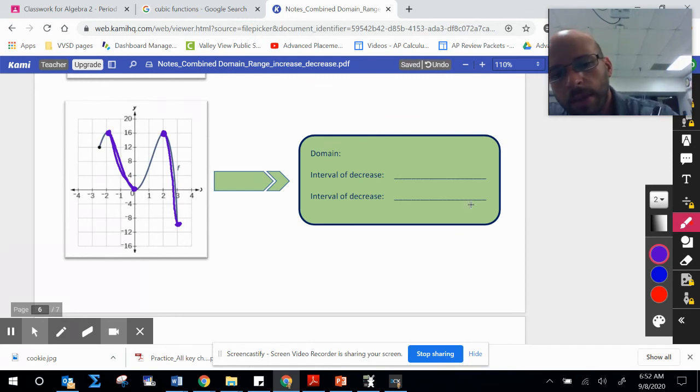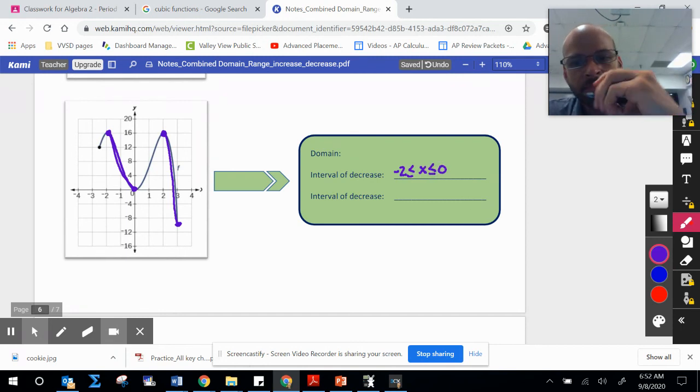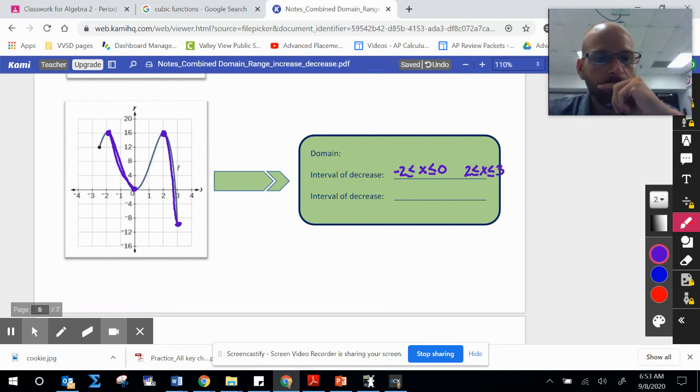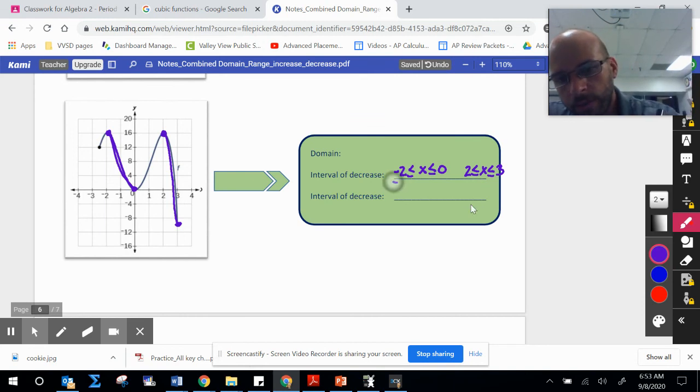So I'm going to say from -2 to 0. And I'm also going to say from +2 all the way to 3. And if I did that as intervals, again, on a test or quiz, you could write this any way, either using the inequalities or the intervals. I would take either one.